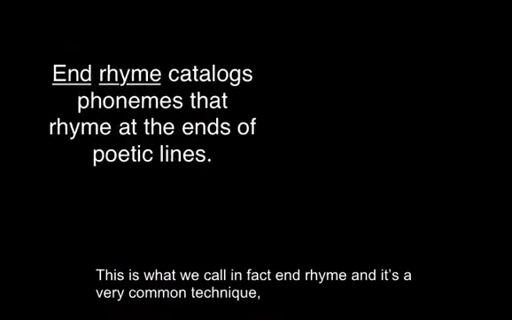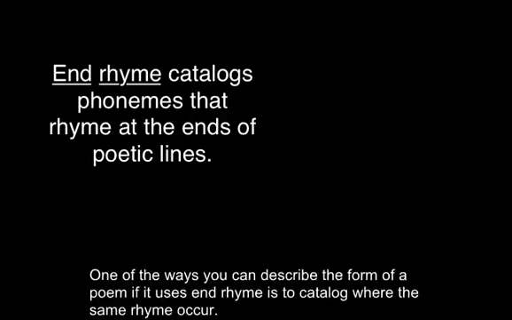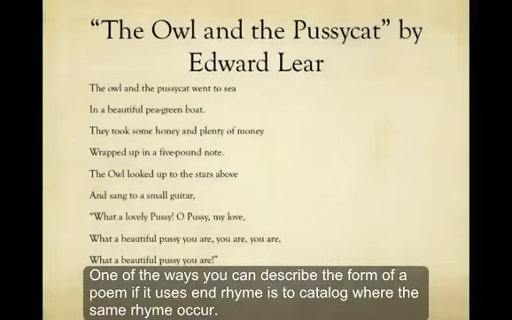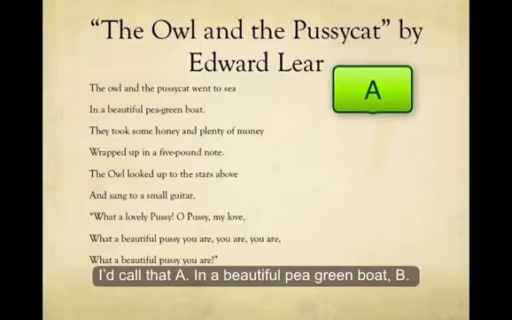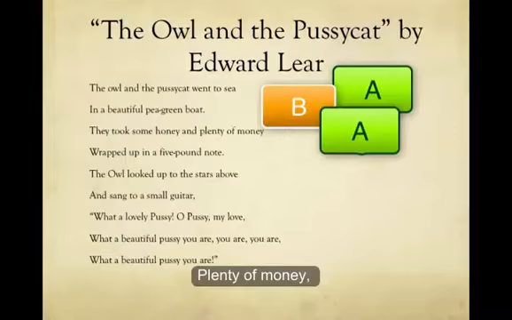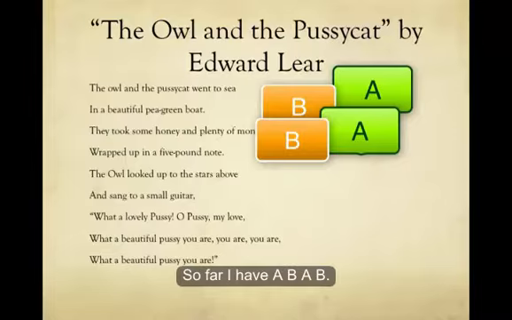This is what we call, in fact, end rhyme, and it's a very common technique in especially English poetry, but not only English poetry. One of the ways you can describe the form of a poem, if it uses end rhyme, is to catalog where the same rhymes occur. The owl and the pussycat went to sea, I'd call that A. In a beautiful pea-green boat, B. They took some honey and plenty of money, A, because it rhymes up with line 1. Wrapped up in a 5-pound note, B, because it rhymes with line 2. So far I have A, B, A, B.